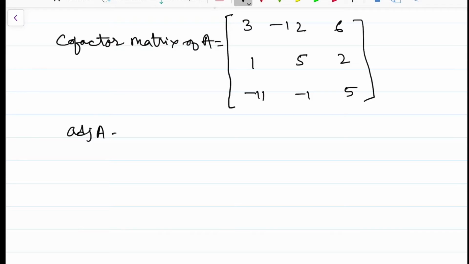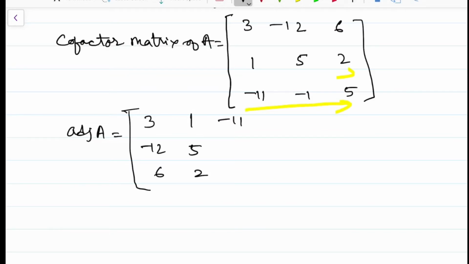Now the adjoint of A will be the transpose of this cofactor matrix. That is, the first row will become the first column: 3, -12, 6. The second row will become the second column: 1, 5, 2. And the third row will become the third column: -11, -1, 5. So this is the adjoint of the given matrix A.